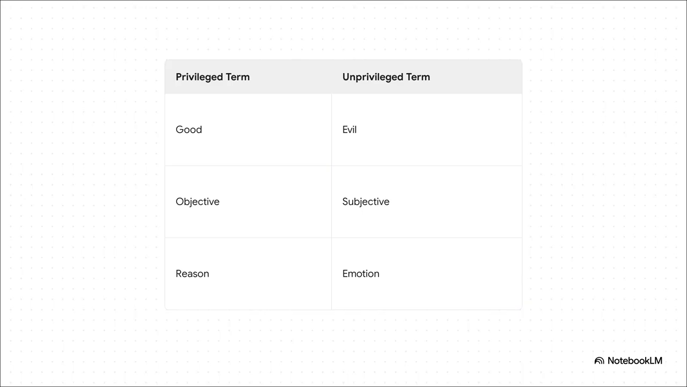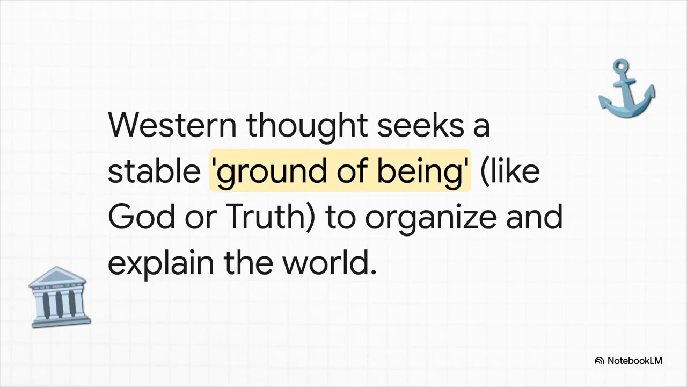A decision based on reason is considered strong and smart. One based on emotion, well, that's often seen as weak or irrational. That's a hidden power hierarchy right there in our vocabulary. And this goes way deeper than just a few word pairs.